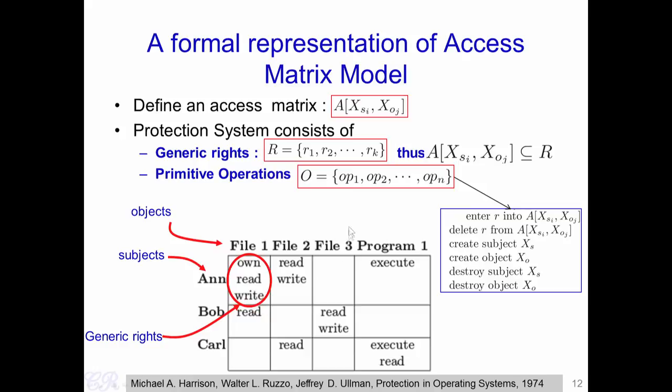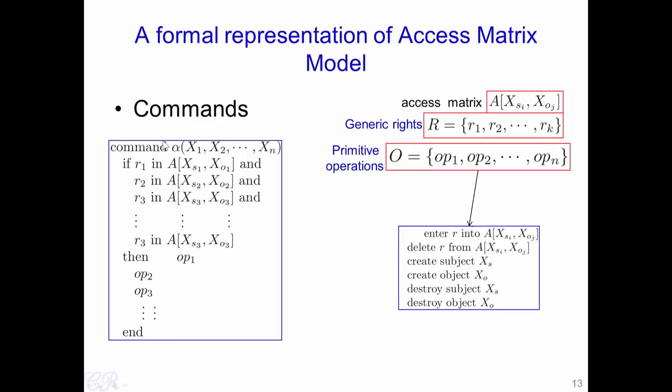So, it could either delete a particular column or a particular row, or if it wants, it could also create a new column, that is creating an object or creating a subject. So, once we have defined such primitive operations, we can define something which is a bit more complex and based on these primitive operations, which are known as commands.